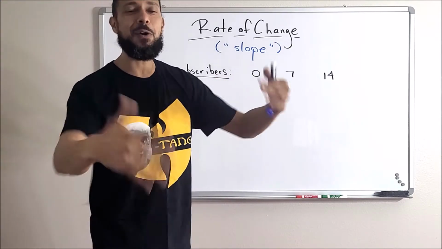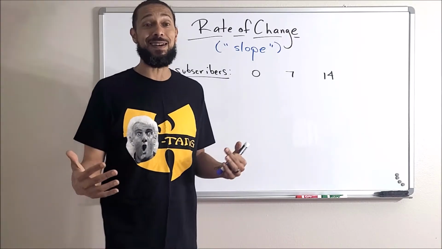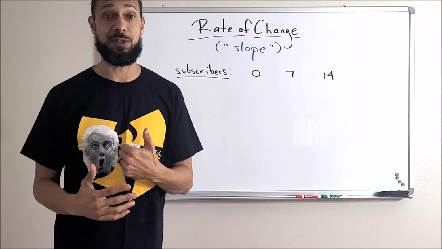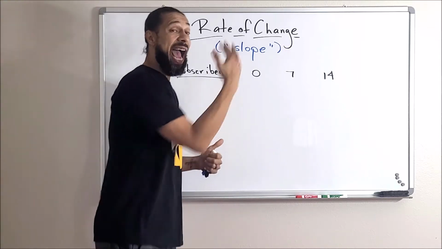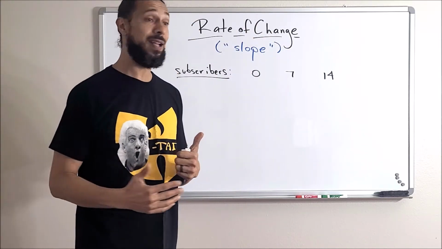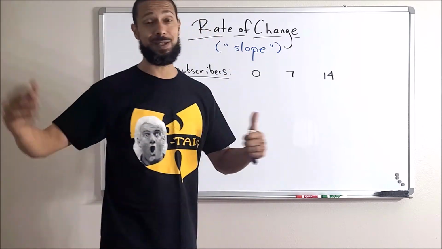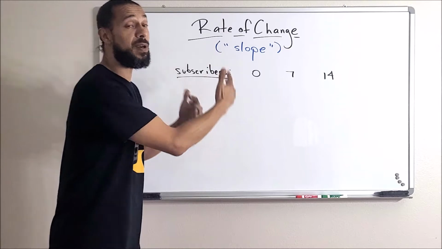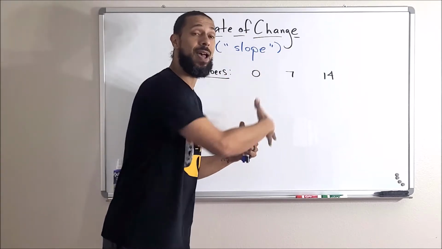Perfect. Let's talk about this YouTube channel right here. When I started this YouTube channel in the very beginning, I had 0 subscribers, right? And then I had 7 subscribers, and then I had 14 subscribers. That's good information. My number of subscribers went from 0 to 7 to 14.